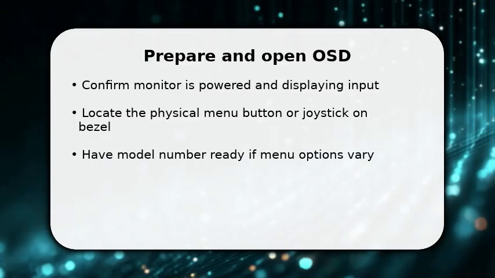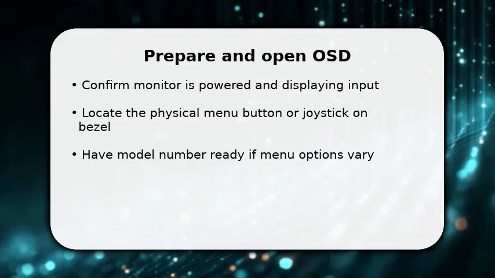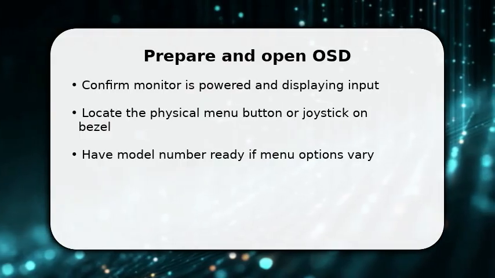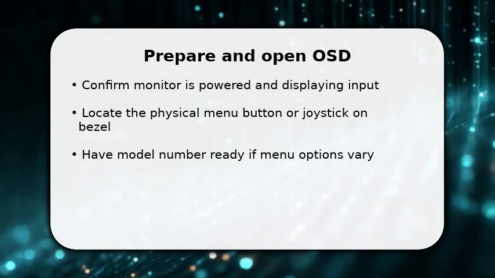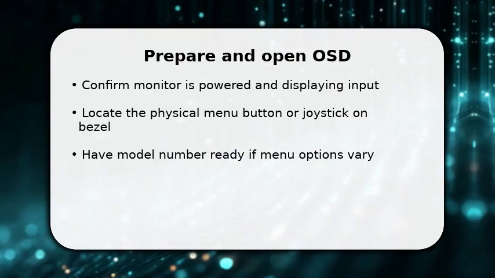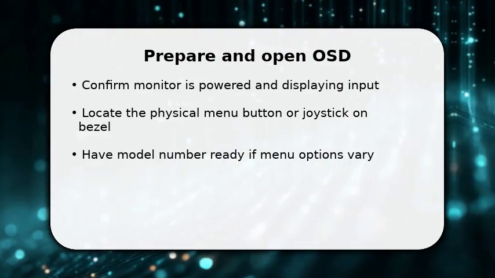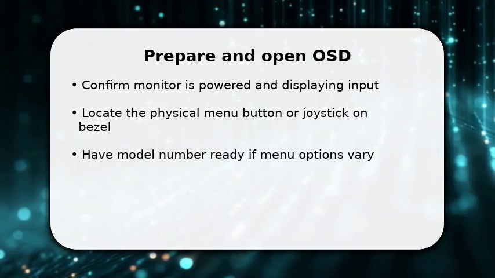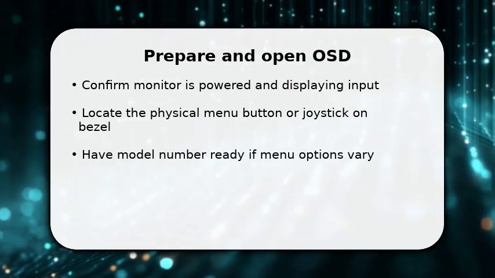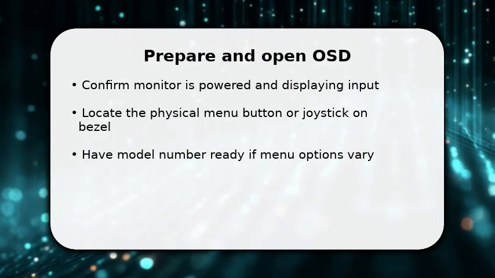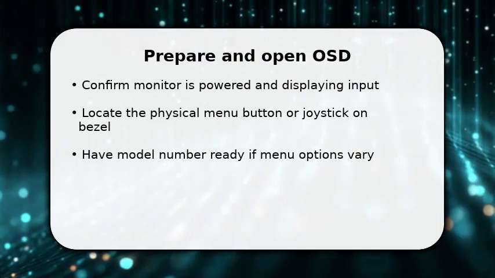Enjoy the video. You begin by confirming the monitor is on and showing the active input. That prevents false troubleshooting. Next, press the monitor's physical menu button or joystick, not software controls yet, because power-save settings live in the on-screen display. If menus differ, note the model number so you can find the correct menu path.